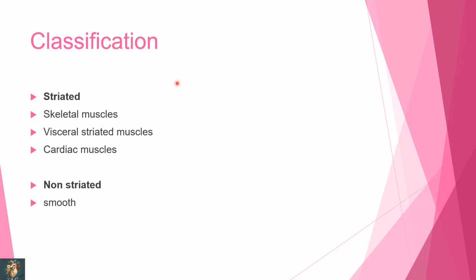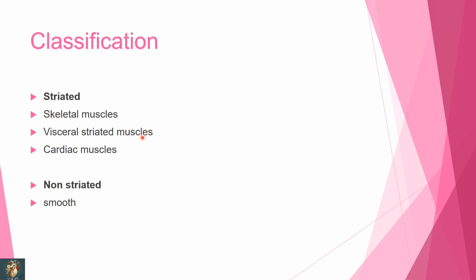So how do we classify the muscle? Basically we classify on the features of light microscopy as well as electron microscopy. These are classified as either striated or non-striated. Striated muscles are classified into three types: the skeletal muscle, the visceral striated muscles, and the cardiac muscles. Skeletal muscles are all the muscles of the limbs, the body, the trunk, the back, the abdomen. These are skeletal muscles which are under voluntary control.